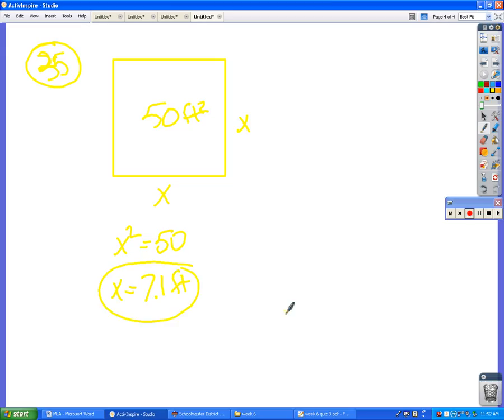So in case you're curious, if you have enough paint to paint 50 square feet and you wanted to just make a square and paint it, it would be 7.1 feet on each side.